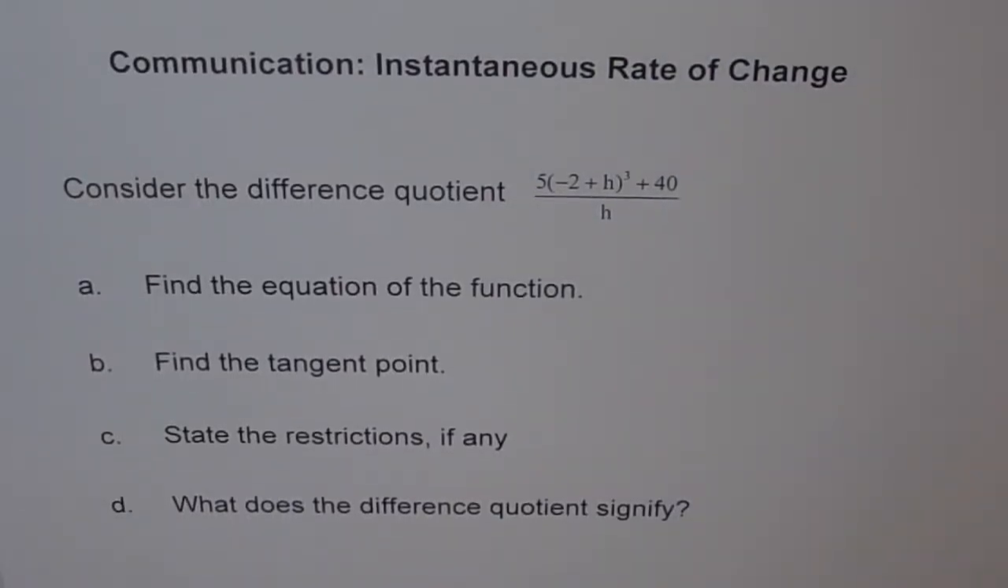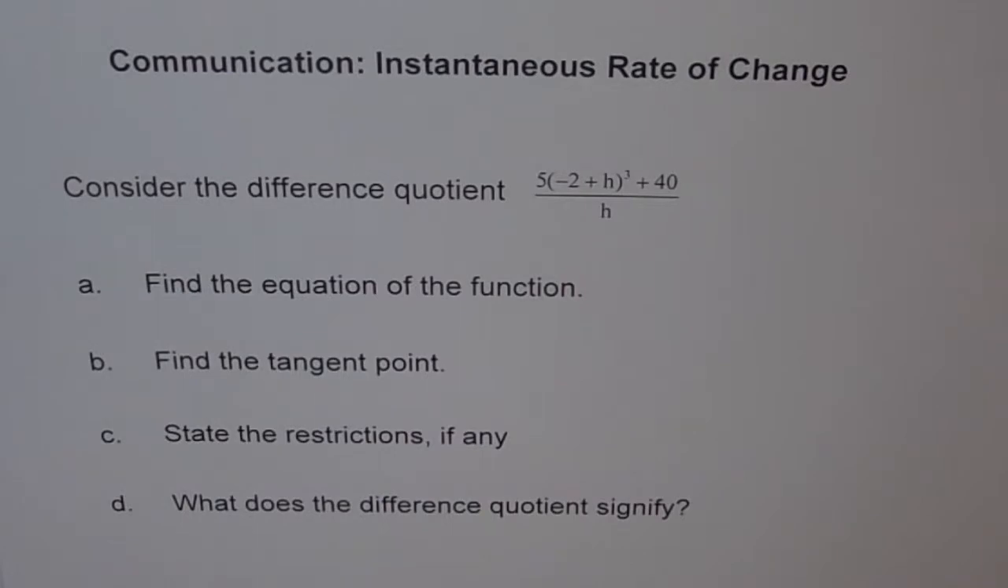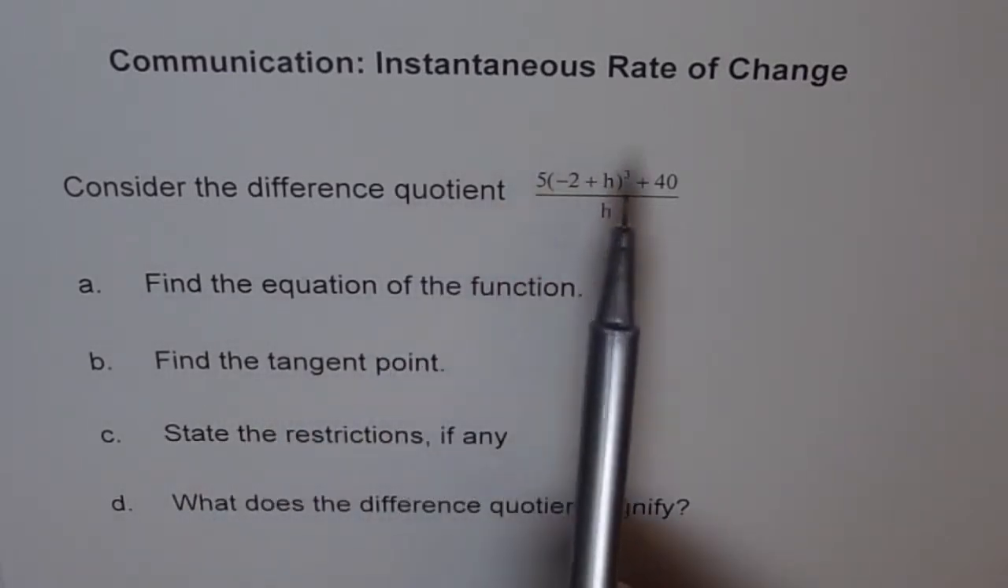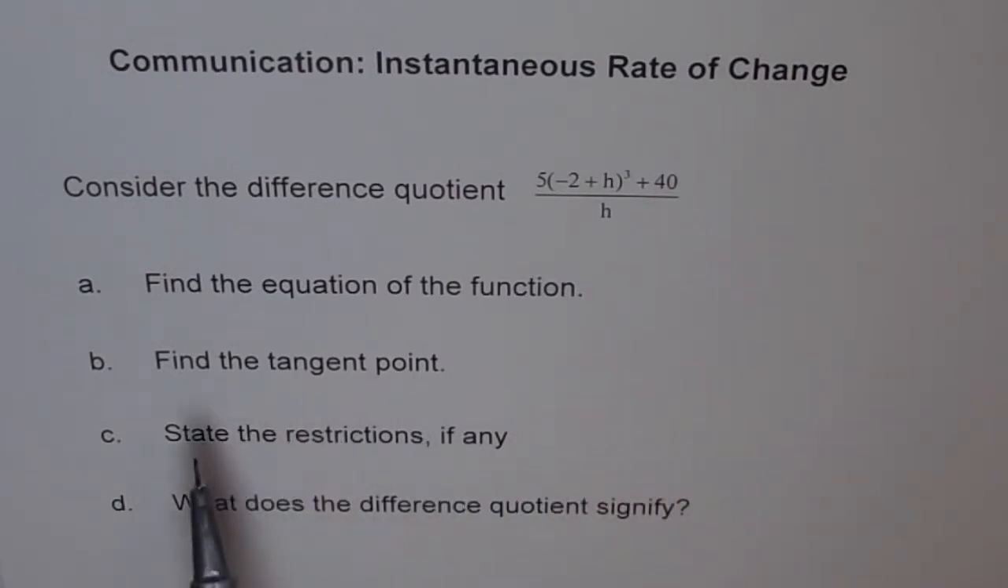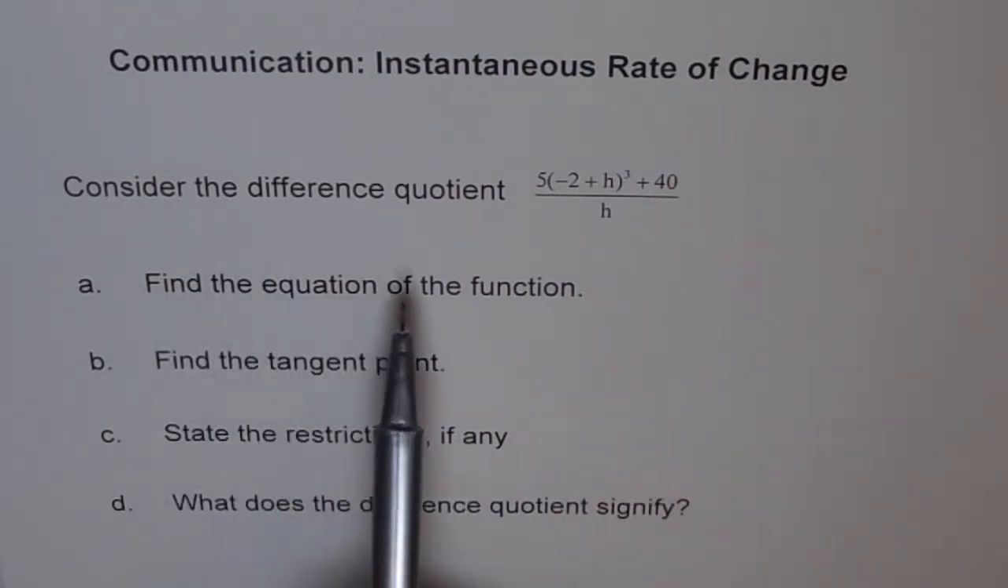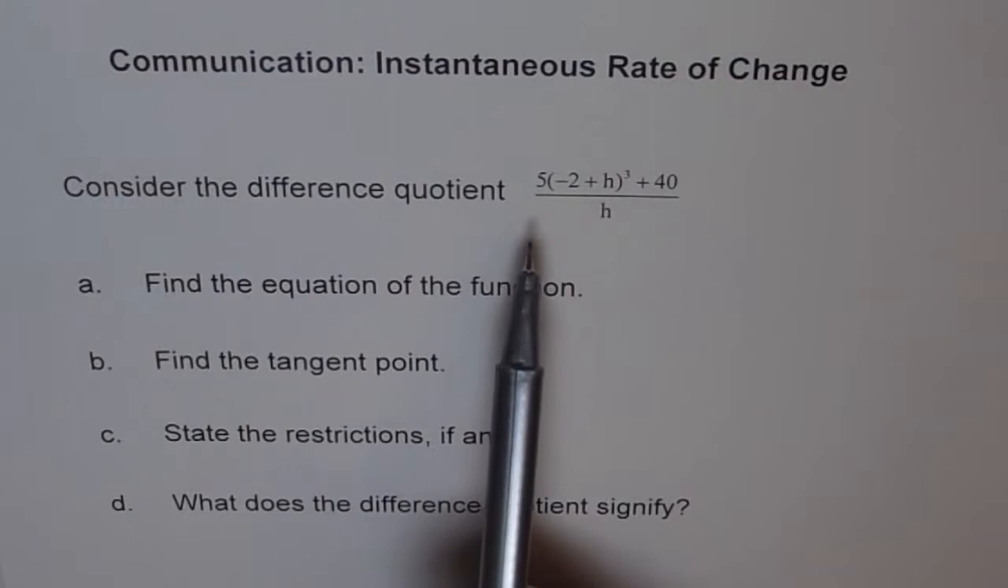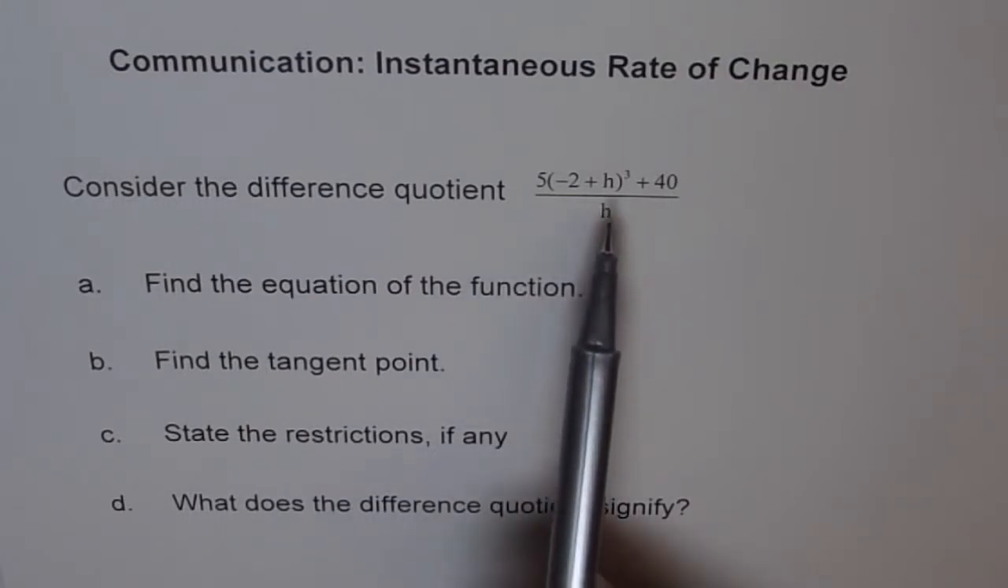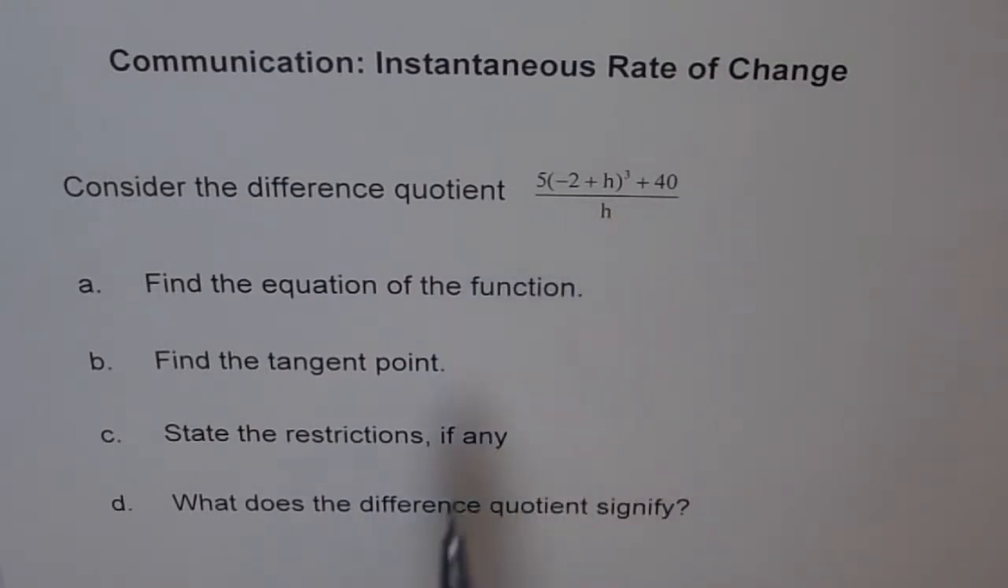This is a communication question asked many times in the test papers. It's about instantaneous rate of change. Well, consider the difference quotient (5 − (2 + h)³ + 40) over h.